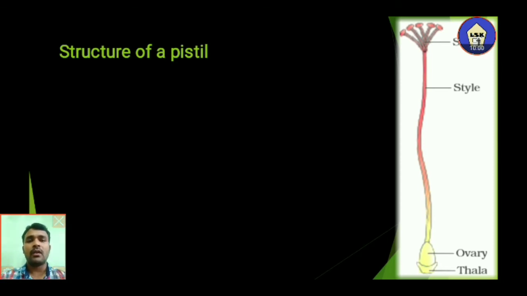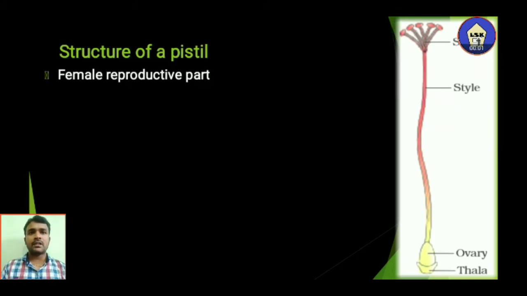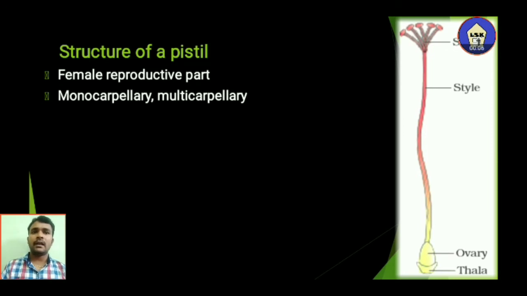Now let us move to study the structure of a pistil. The pistil is the female reproductive part of the flower, and it may be monocarpellary or multicarpellary. Monocarpellary means the pistil or gynoecium is made up of a single carpel. If it consists of two carpels, it is called bicarpellary; three carpels, tricarpellary; four, tetracarpellary; five, pentacarpellary, and so on. If the gynoecium or pistil is made up of many carpels, that condition is called multicarpellary.